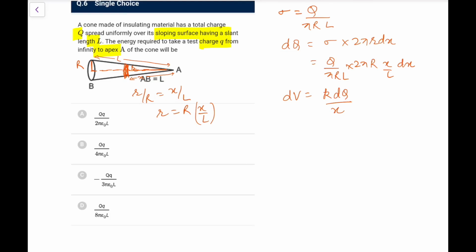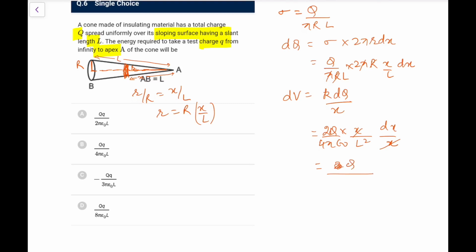Okay, so putting the values, k I write as 1 upon 4 pi epsilon naught, dq would be q into... let's simplify this first. Pi and r get cancelled, 2q x upon what we had, L square. This is dq, dx upon x, so x and x get cancelled. So calculation will become easy.